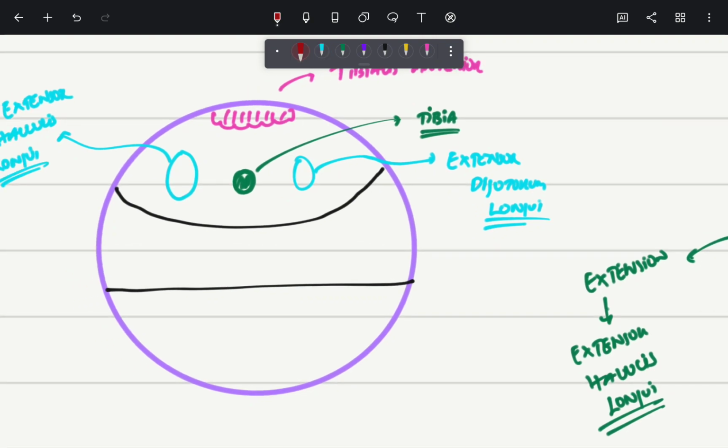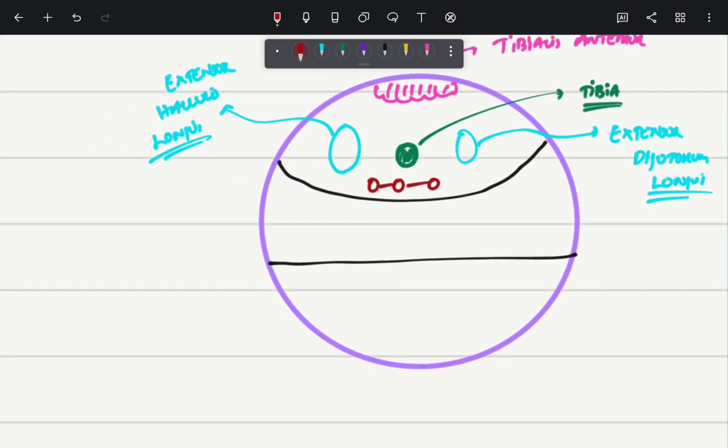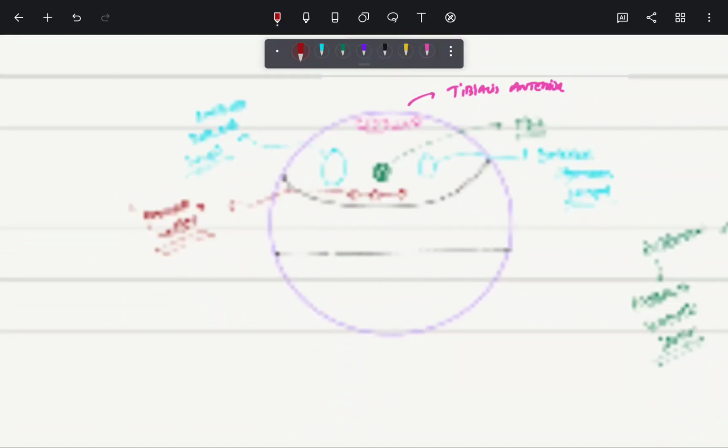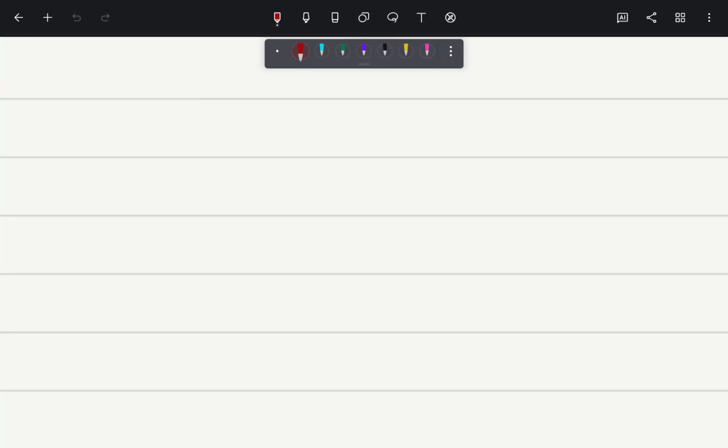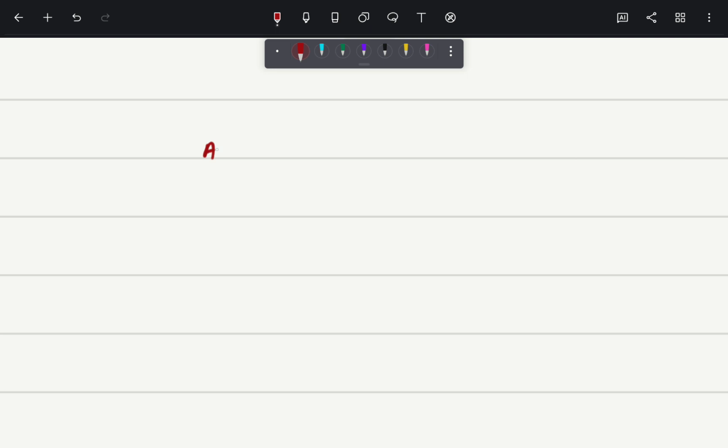And not only that, we have a 3-headed monster here, and this is called your peroneus tertius. Okay. So what are the muscles present in the anterior compartment? I'm going to draw this here. So what are the muscles present in the anterior compartment?